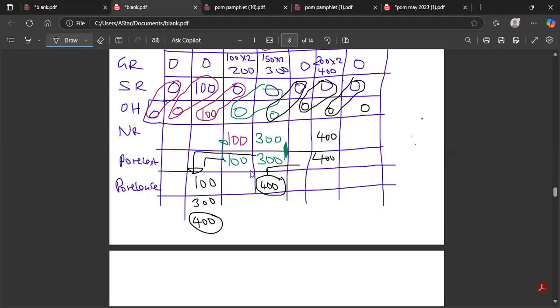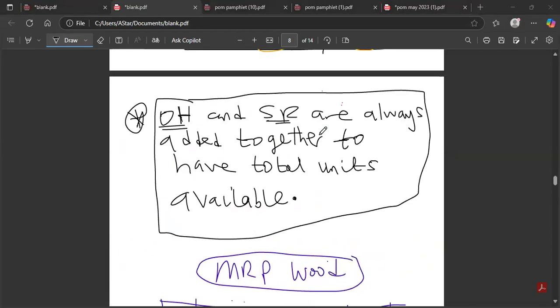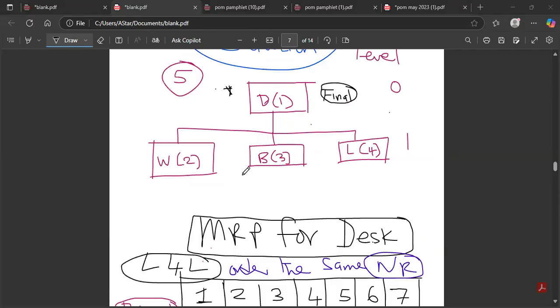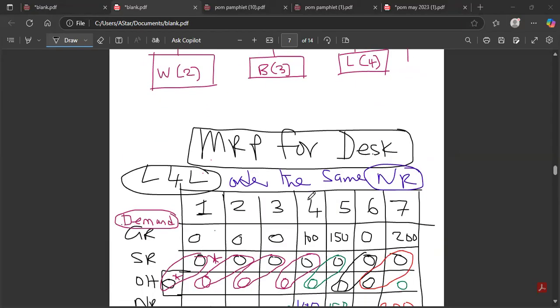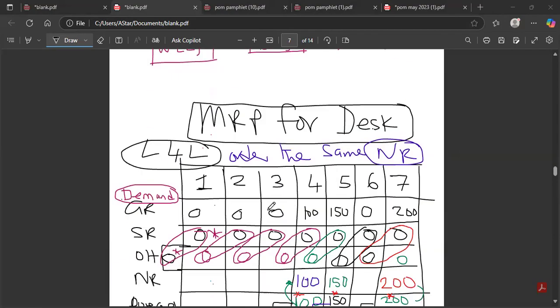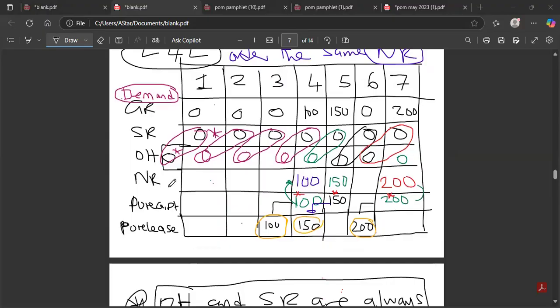I'm sure people have understood for the wood. So we started with the MRP for the desk, the wood. Let's go to the braces. Then we finish with the legs, and the question is over. You get your full 20 marks, which means 5 marks per table. So you're supposed to prepare 4 tables in this case. The order is gross requirements, receipts, on hand, net requirements, planned order receipt, planned order release. Even if the order differs, you will not be penalized.